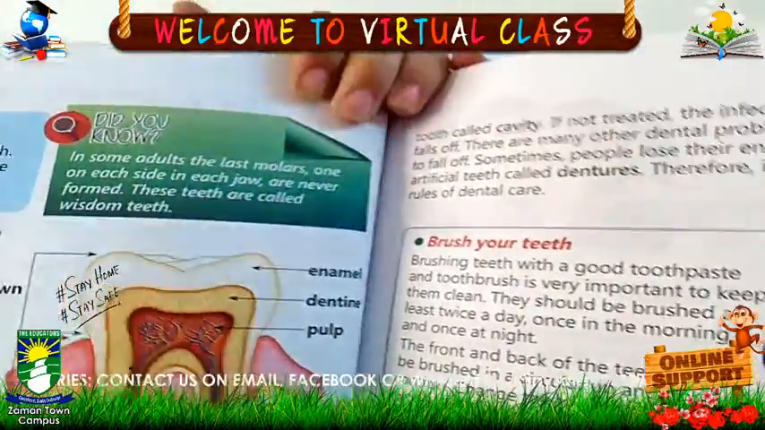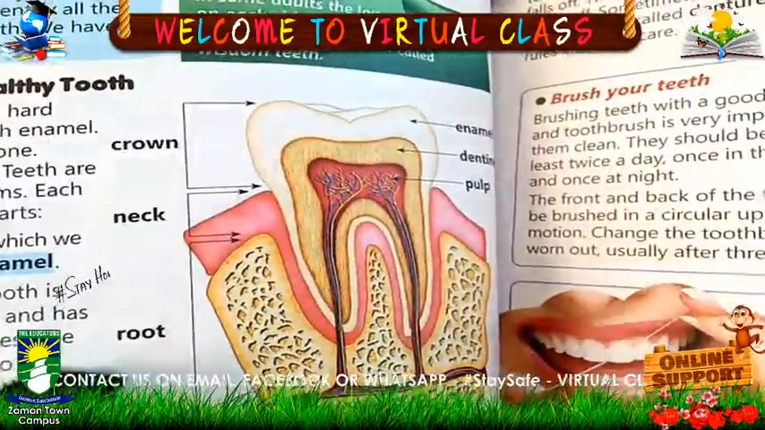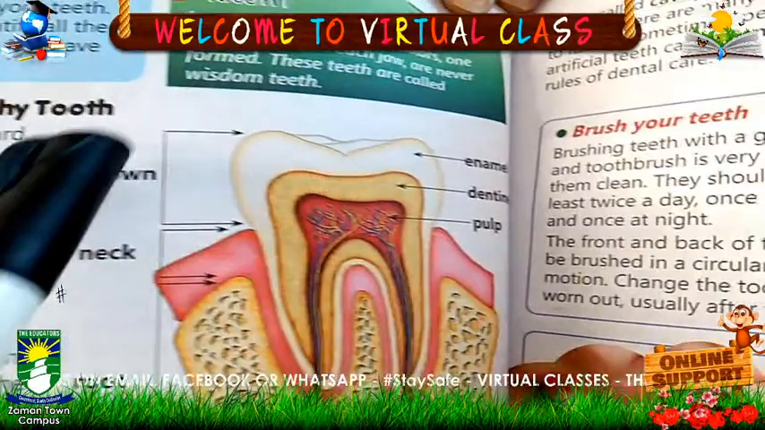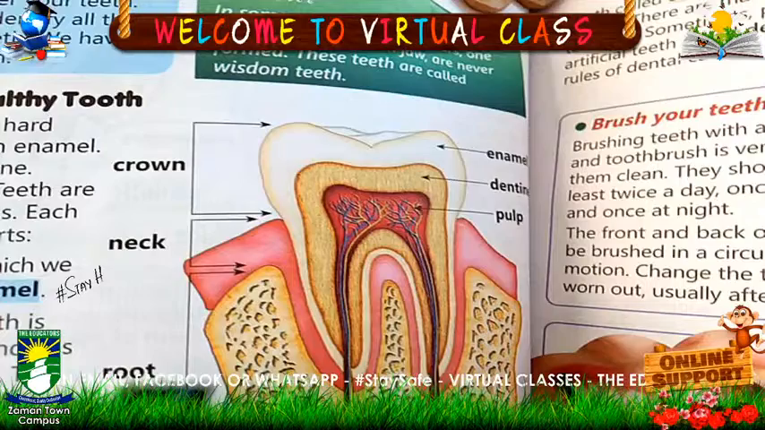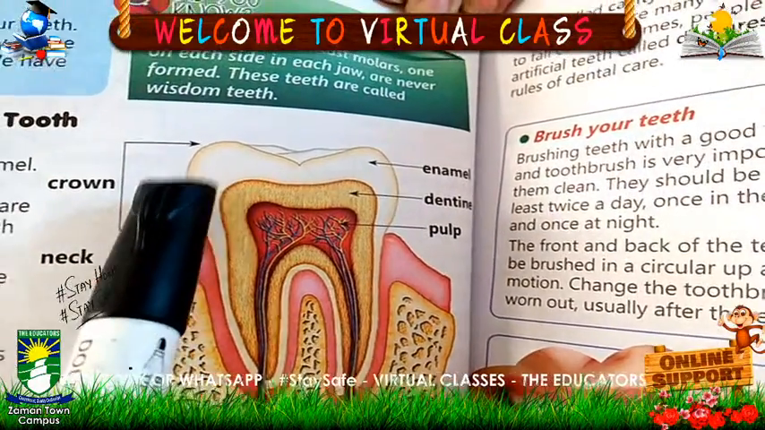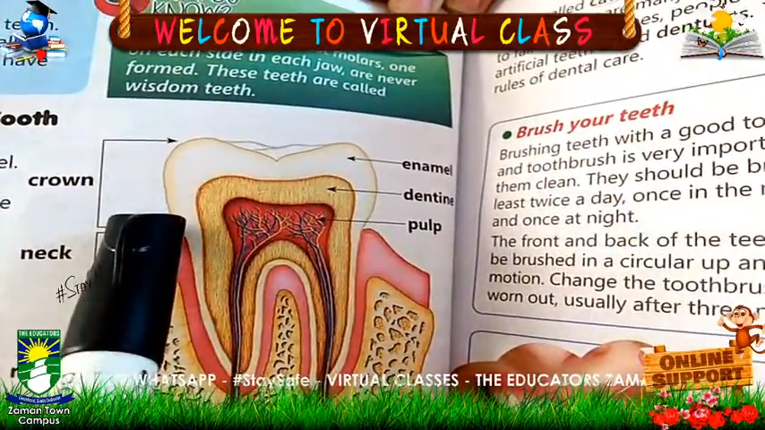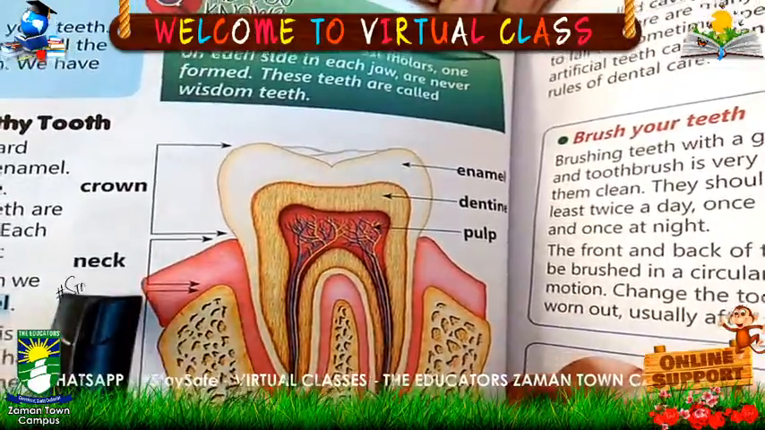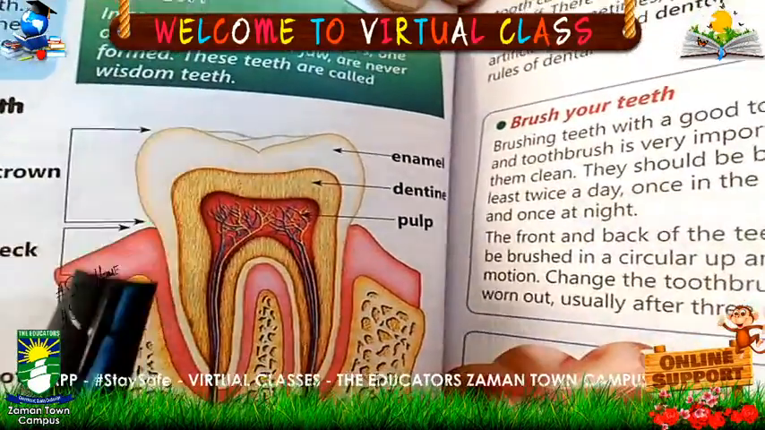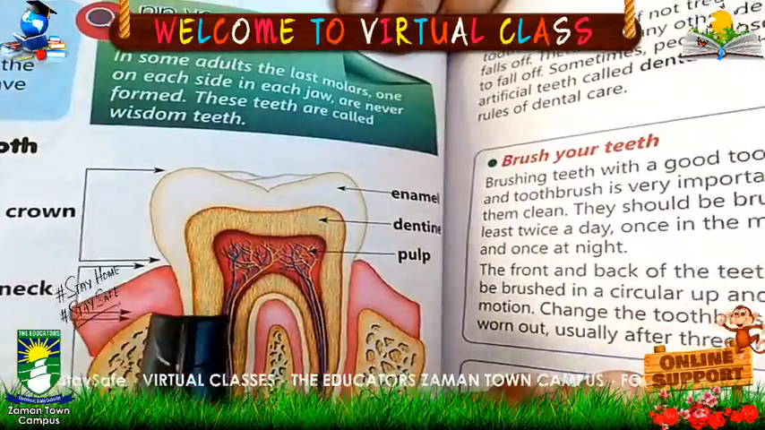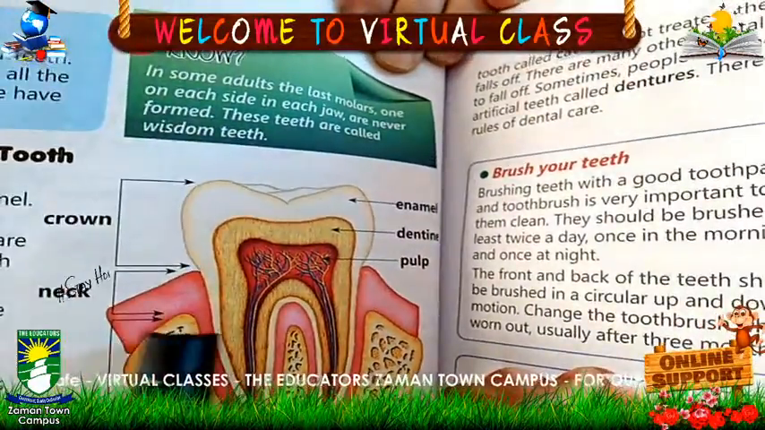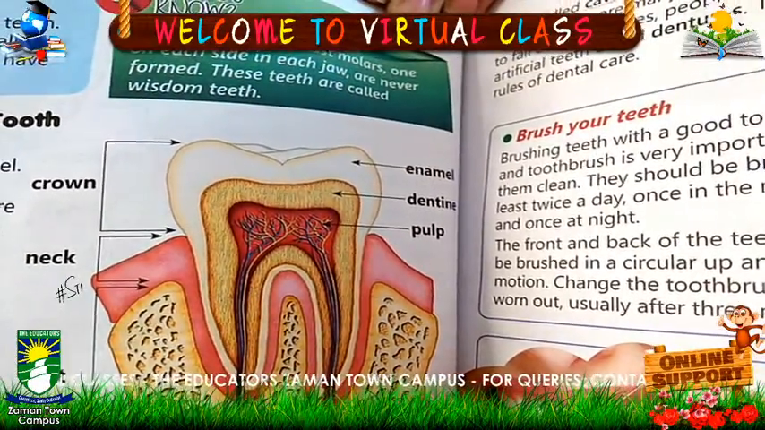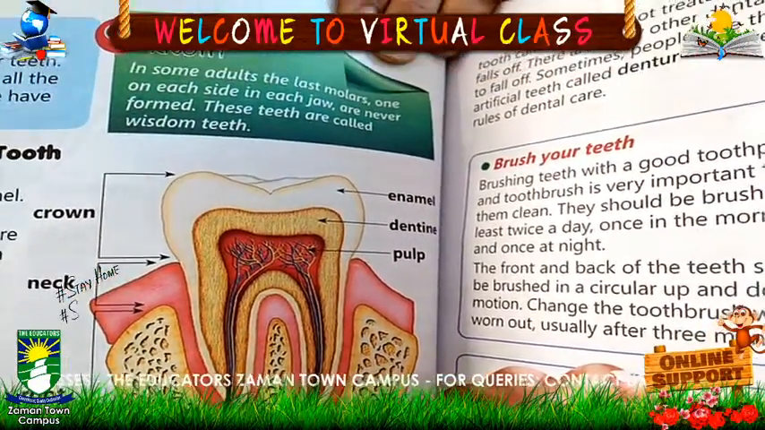Here we have three main parts of the tooth. The first part of the tooth is called the crown. We can see it in our mouth. Now come to number 2. It is below the crown. It is the neck. And the third part is the root. It lies in the gums and holds the tooth in the jaw.